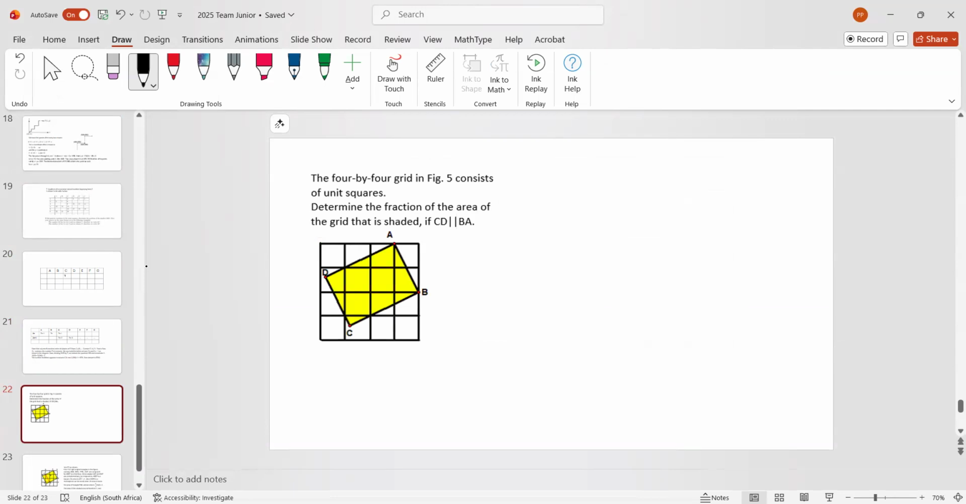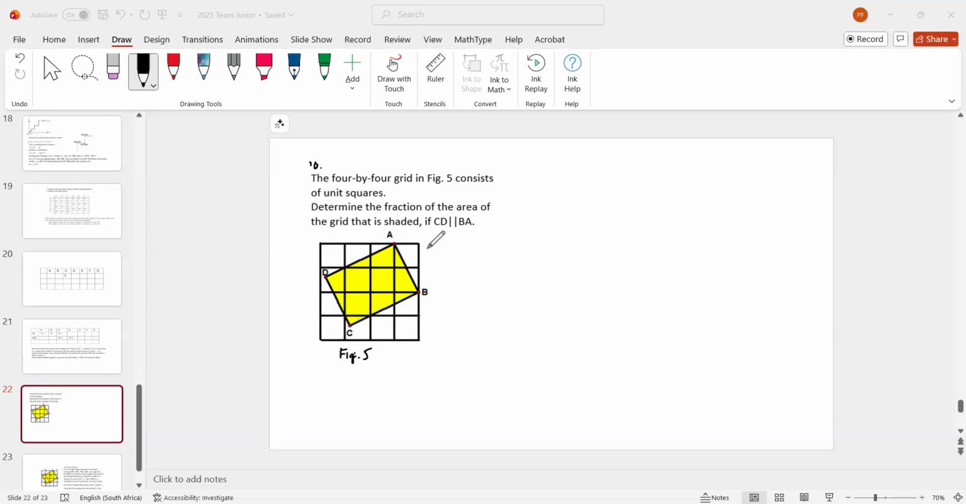Oh, this is problem number 10. This is the last problem that we are going to do. The 4x4 grid in figure 5. Okay, I'm taking it from somewhere else. So this is supposed to be figure 5. It consists of unit squares. The squares are 1 by 1. So each area is 1 square unit. And determine the fraction of the area of the grid that is shaded if CD is parallel to AB.